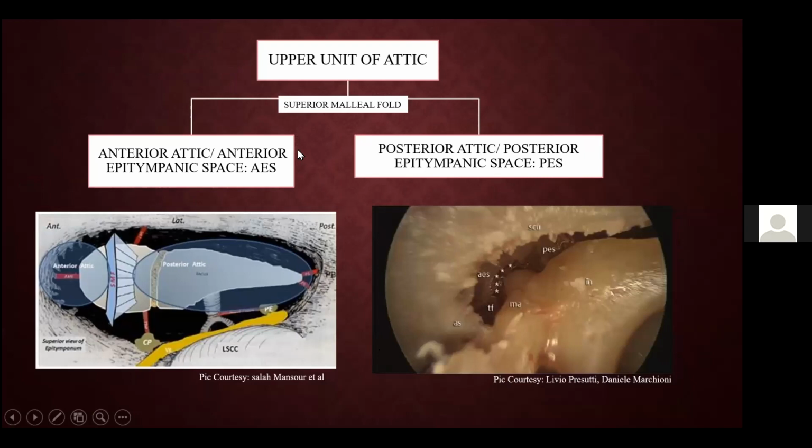So first we'll study one fold which is dividing the attic into two compartments. That is a fold in the coronal plane, the superior malleal fold, which divides the attic into a small anterior compartment, the anterior attic, and a large posterior compartment, the posterior attic. And we can see in the endoscopic view as well, the same thing. This is the head of the malleus. And here you can appreciate that there is a small fold in a coronal plane, which is the superior malleal fold, which divides the upper unit of the attic into anterior and posterior spaces. The posterior being the large, the anterior being the small.